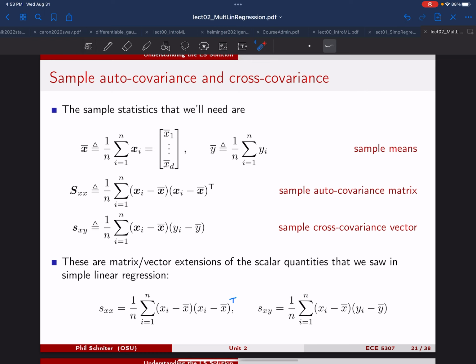Okay, so why is this a matrix? Well, the first quantity is a column vector. The second quantity is a row vector. And if you multiply a column vector times a row vector, you get a whole matrix. So this guy, the sample autocovariance matrix, is a direct generalization of the variance to multiple dimensions. We'll have a lot to say about this matrix when we talk about PCA later in the class.